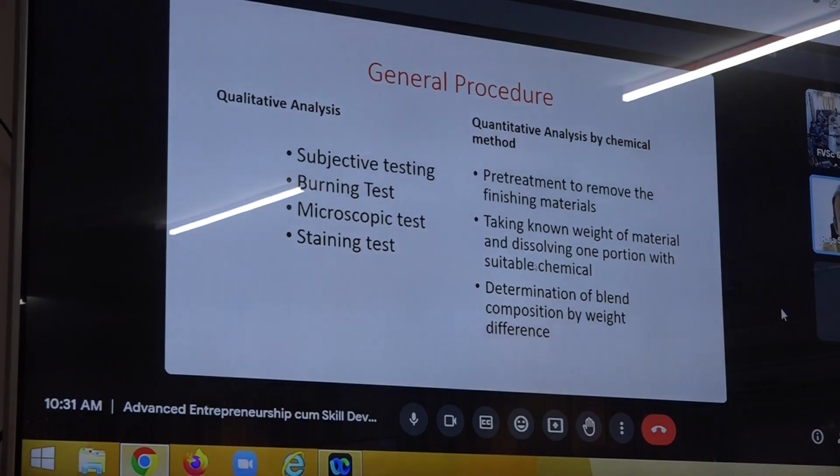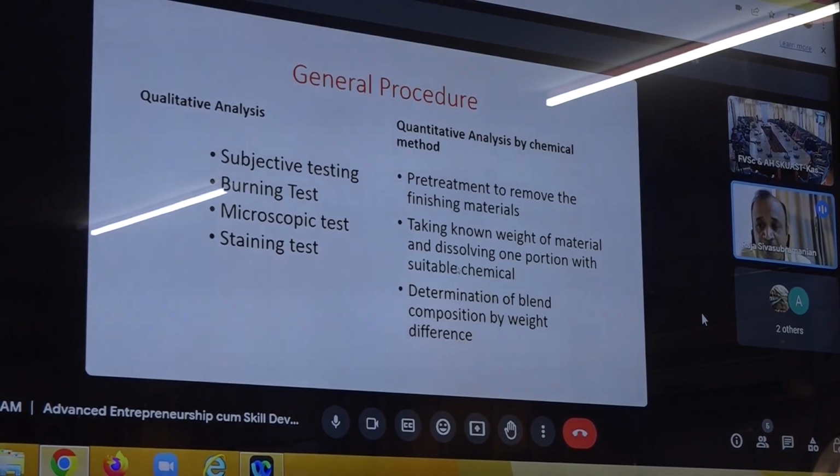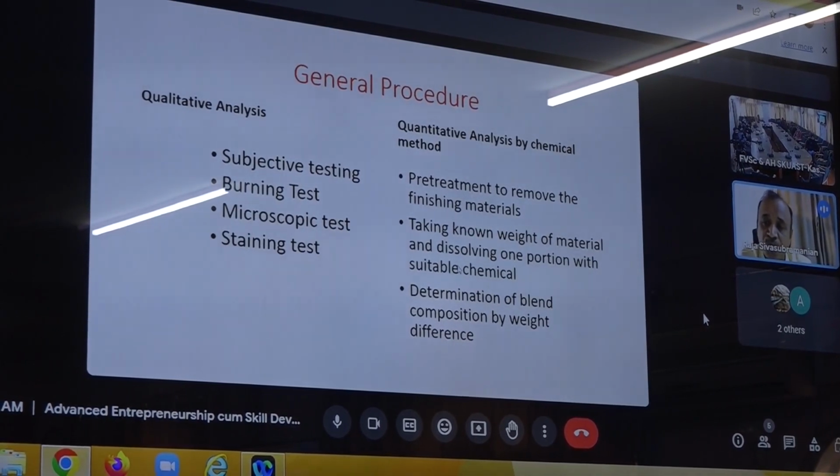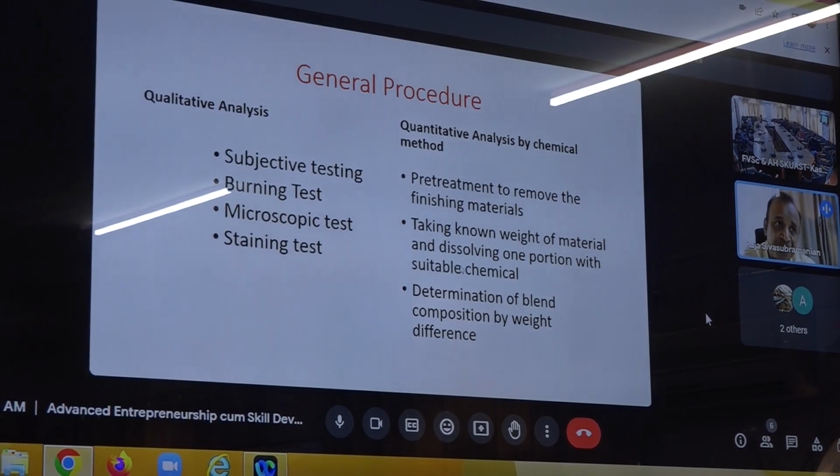For that, first we have to remove the finishing materials. What people do in the processed stage, after making the Pashmina fabric, is put heavy finishing material on the fabric, so it is very difficult. They will mask the original feeling of the material. So we have to remove the finishing chemical, and then we have to dissolve one of the materials, whether the Pashmina or the other fiber.